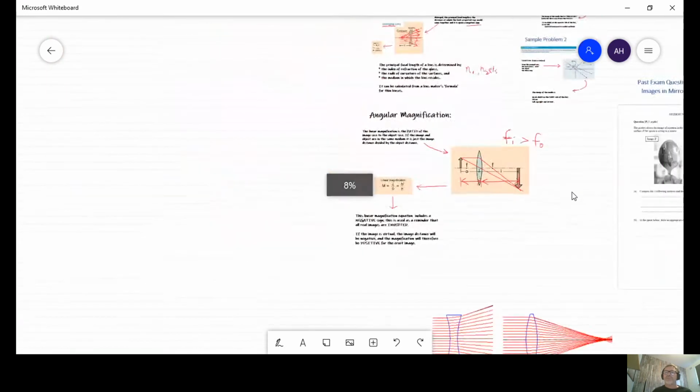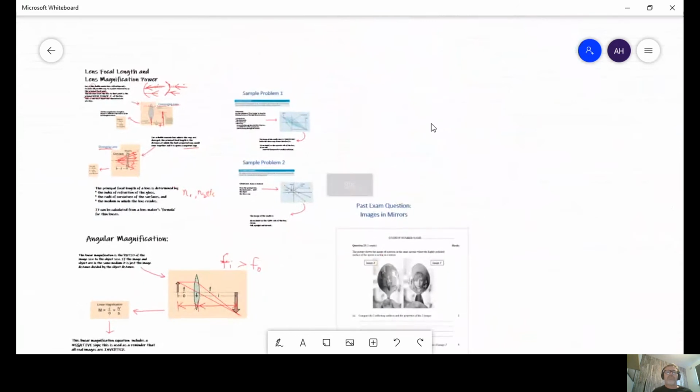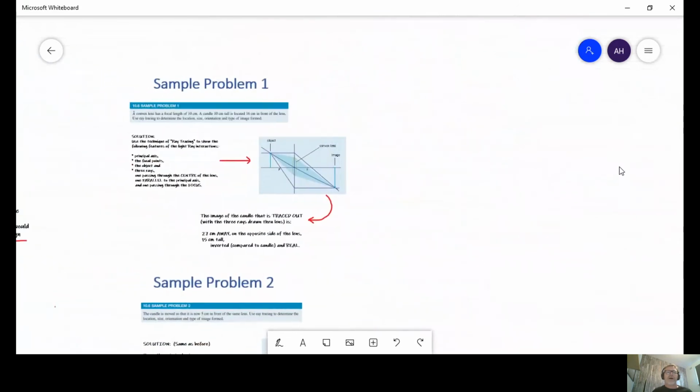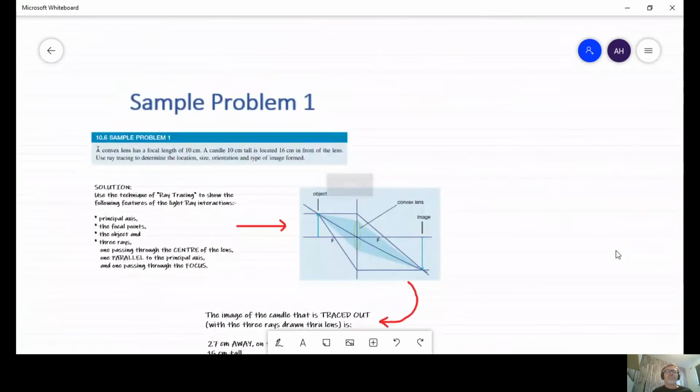Okay, what about two practice questions? You up for that? Of course you are. You're up for anything, right? Sample problem number 1, have a look. What does it say?